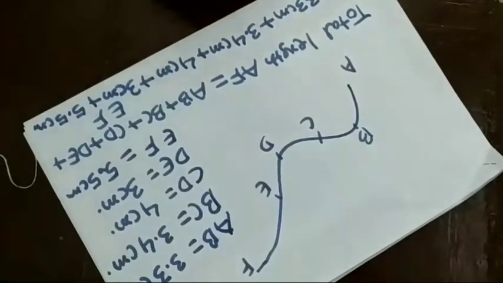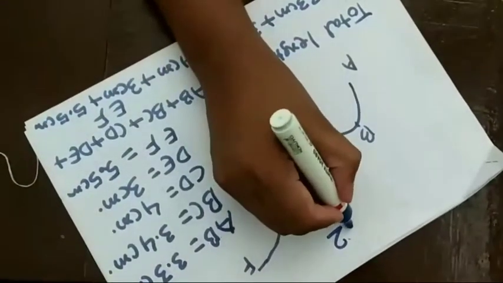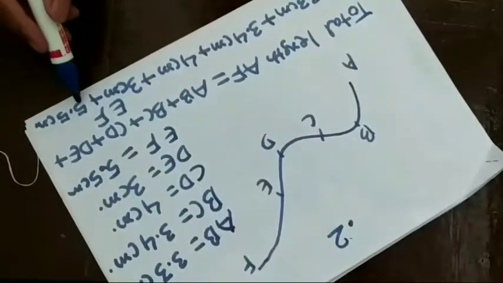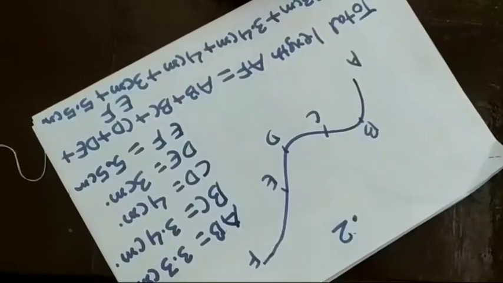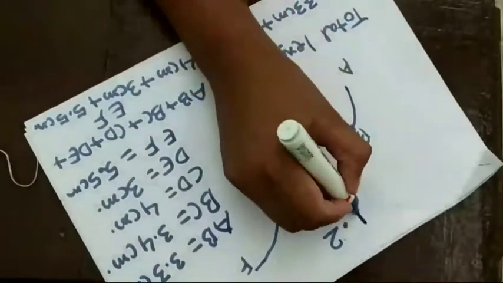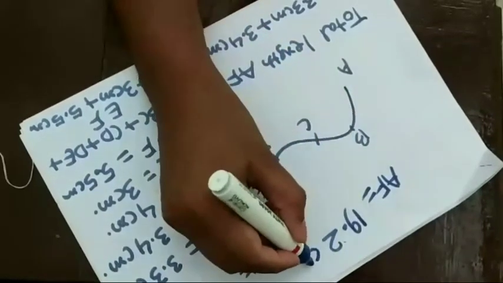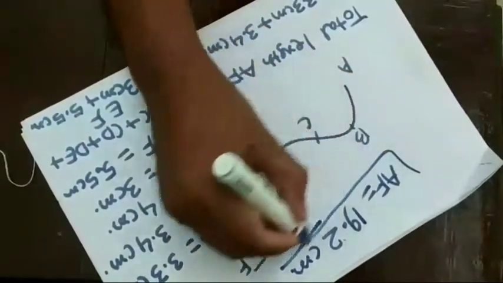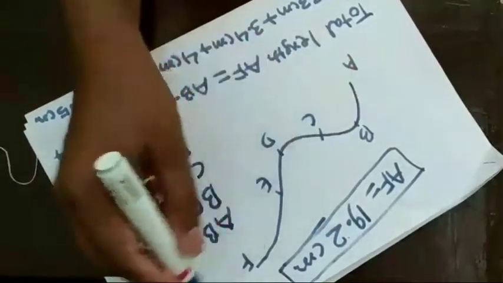Okay, 4, 3, 7, 7, 5, 12. Carry 1. 5, 3, 8, 4, 12, 12, 3, 15, 15, 3, 18, 1 carry 19. That means AF is equal to 19.2 centimeter. This is the actual length of this curved line measured by the thread.